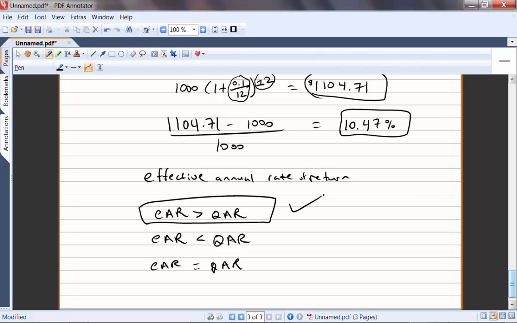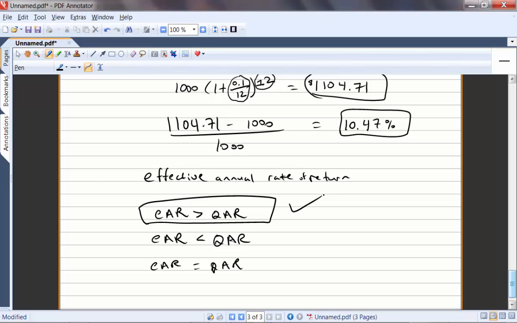Why is the effective annual rate of return useful? Well, it's useful in comparing investments where the two investments differ based on how often interest compounds, right? So if you have one investment where interest compounds weekly, and say it has a quoted rate of return of 10%, and you have another investment where interest compounds monthly, and it also has a quoted annual rate of return of 10%, which investment's better? Say you're going to invest in both investments for the same amount of time. Well, it's hard to compare. It's like comparing apples to oranges.